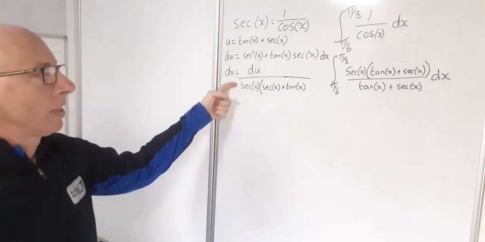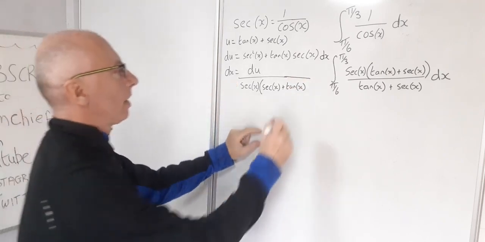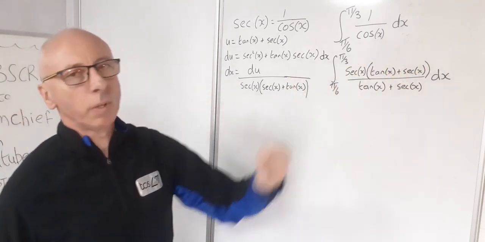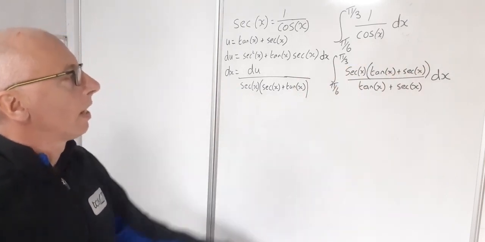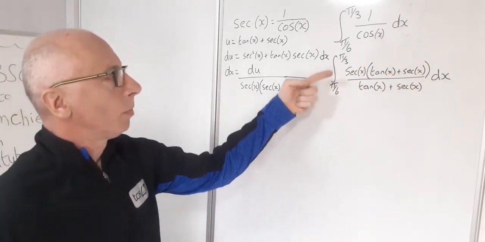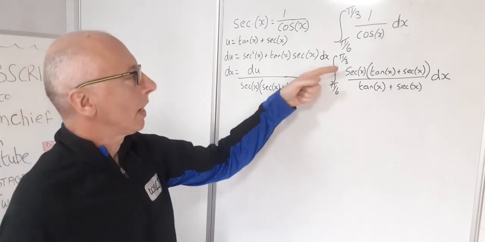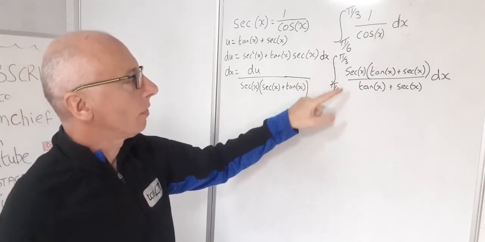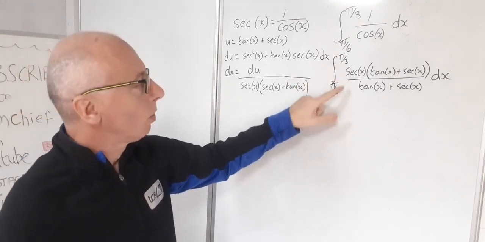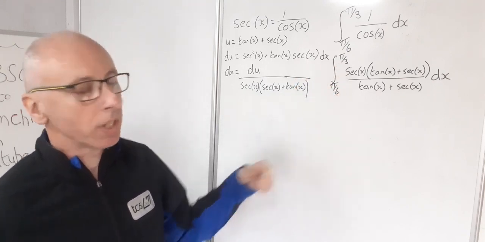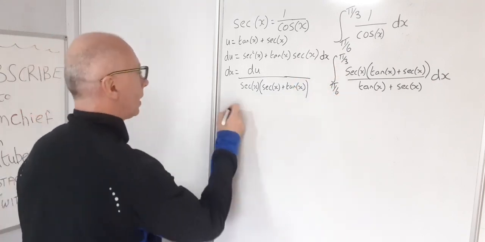So that's my equivalent dx. That is looking very good when I plug in my du. Now, instead of plugging in my result of my integral at the end and then calculating the values, I like to find what my u values are when x is pi over 3 and x is pi over 6. So let's go through that.